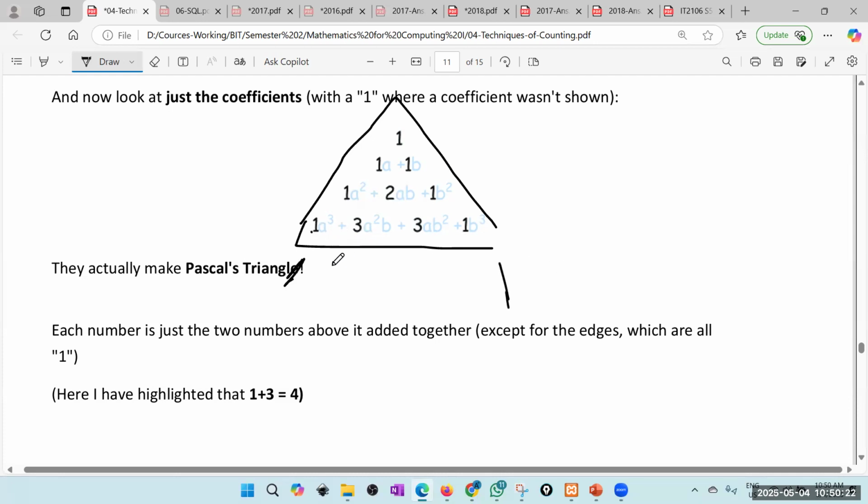1 plus 3 is 4. 3 plus 3 is 6. 3 plus 1 is 4.